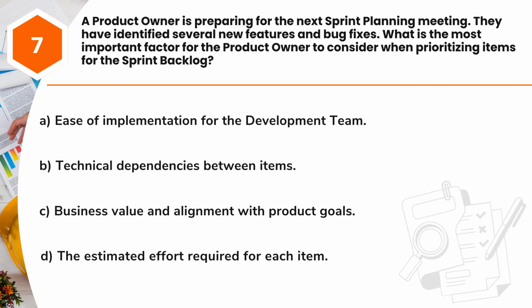Question 7. A product owner is preparing for the next sprint planning meeting. They have identified several new features and bug fixes. What is the most important factor for the product owner to consider when prioritizing items for the sprint backlog?